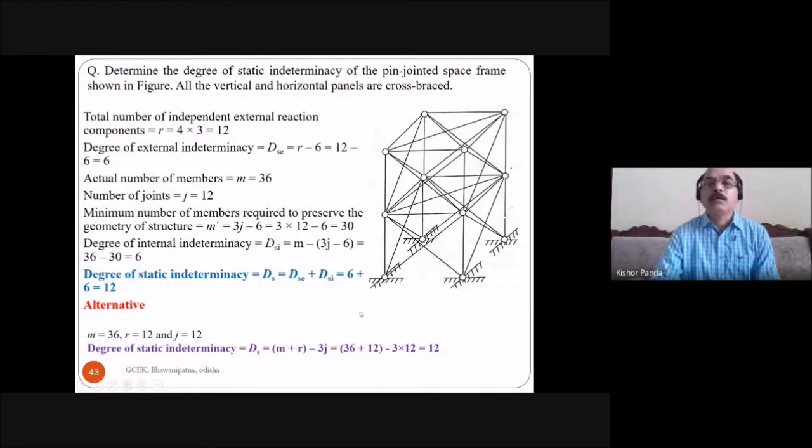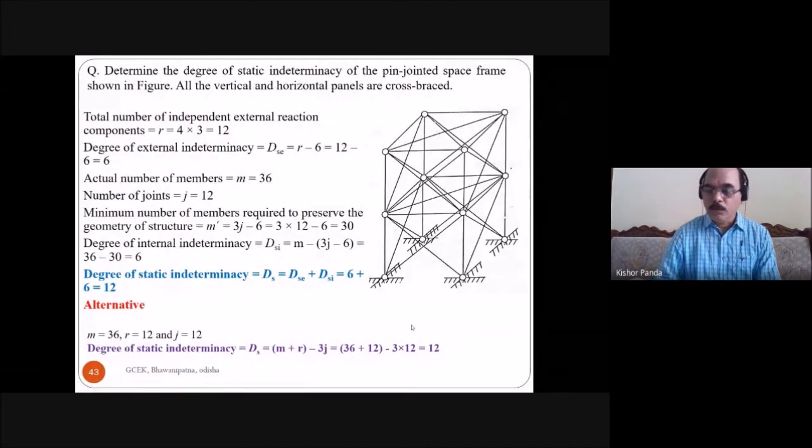Then joints is 12. Here you see 1, 2, 3, 4, 5, 6, 7, 8, 9, 10, 11, 12. Joints is 12 and reaction is equal to 12. Reaction already you have calculated here, 12. Then you can find out the degree of static indeterminacy, DSI is equal to M plus R minus 3j. M is equal to 36 plus R is 12 minus 3 into 12. This is equal to 12. So either this method or this method, you can find out the degree of static indeterminacy of the pin jointed space frame.